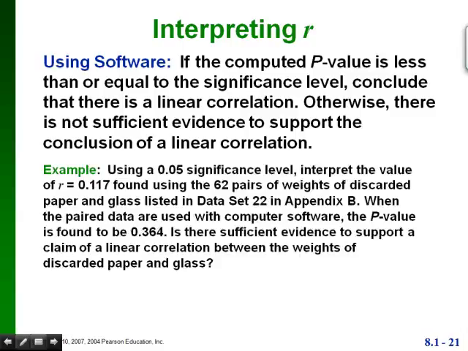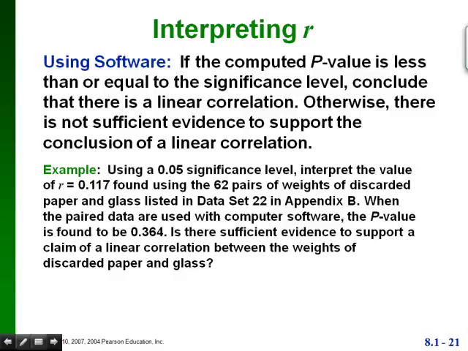And here's an example of that. Say we have a 0.05 significance level. We found an r value of 0.117 using some data from the data sets in the book. Now, if we used software to compute a p-value for us, the p-value comes out to be 0.364. What we want to know from this is: is there sufficient evidence to support the claim of a linear correlation?